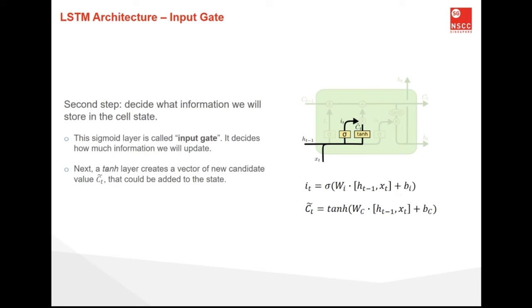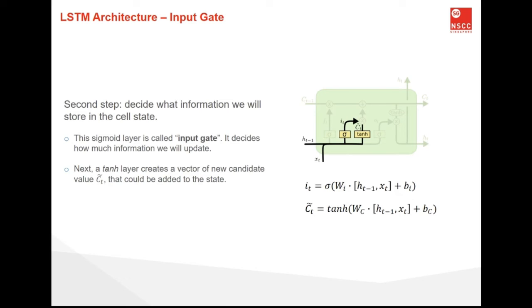The second step is to decide what information we will store in the cell state. And this is exactly what the input gate is doing. The input gate is used to quantify the importance of the new information carried by the input. Here is the equation of the input gate. It takes the hidden state output from the last timestamp and input at the current timestamp as input, and transforms using a sigmoid layer. Now the new information that needs to be passed to the cell state is a function of the hidden state at the previous timestamp t-1 and input x at timestamp t.